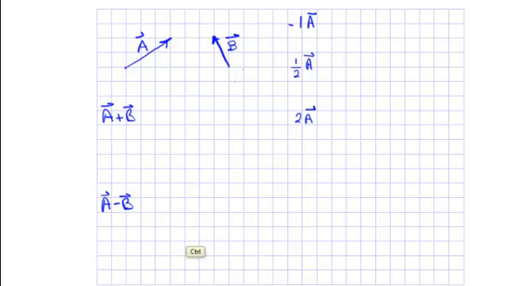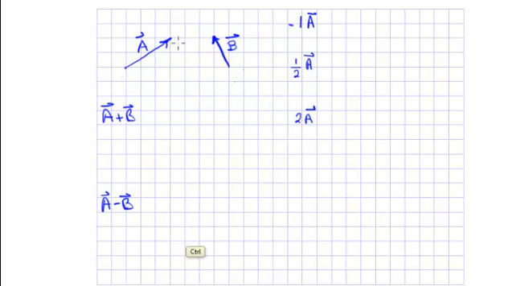Okay, I want to talk a little bit about vectors. A couple of things I want to do is, let's say we have a vector A and a vector B, and I'd like to know what minus 1A is, what 1/2 A is, and what 2A are.